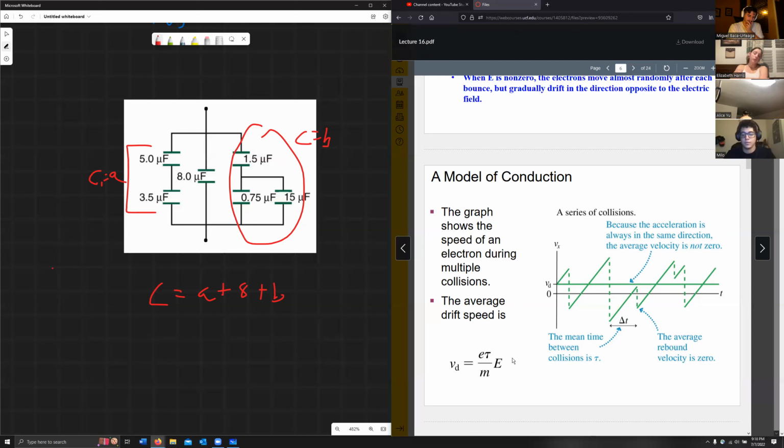Model of conduction. Okay. So v_d is equal to eτE over m. τ is the mean time between collisions.